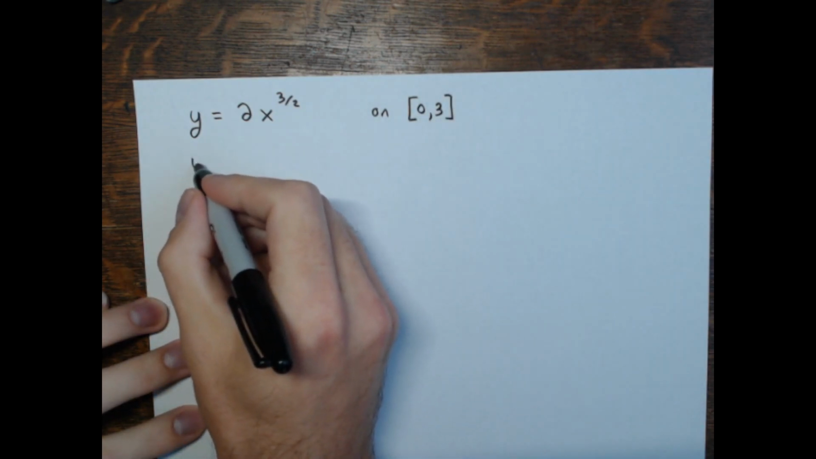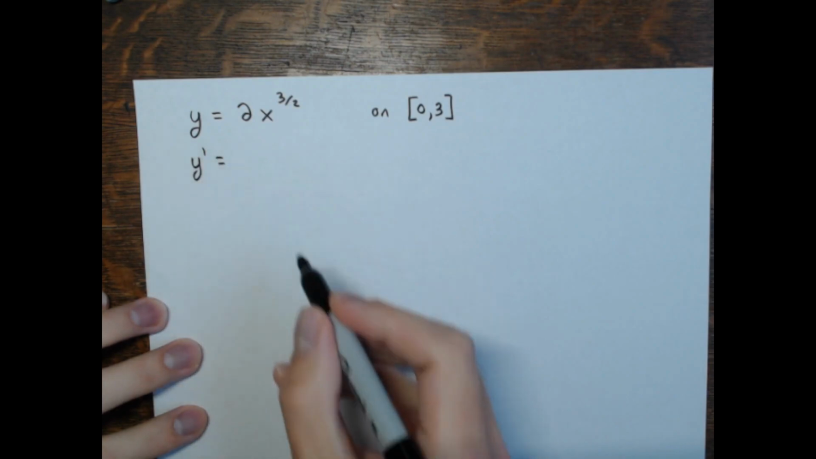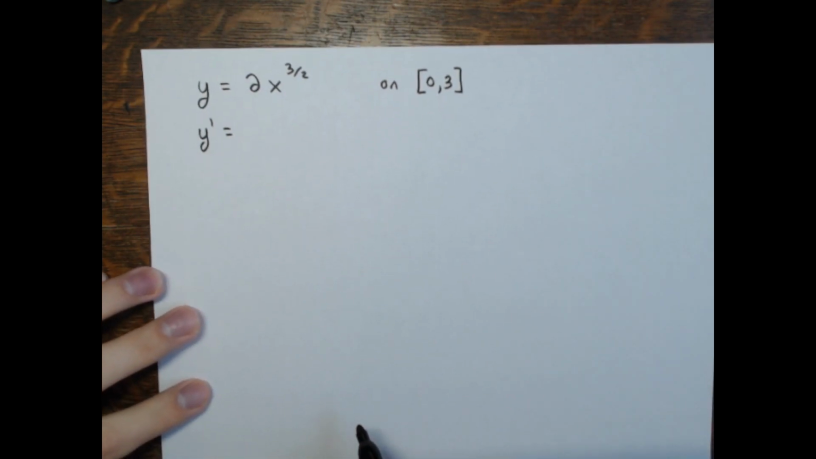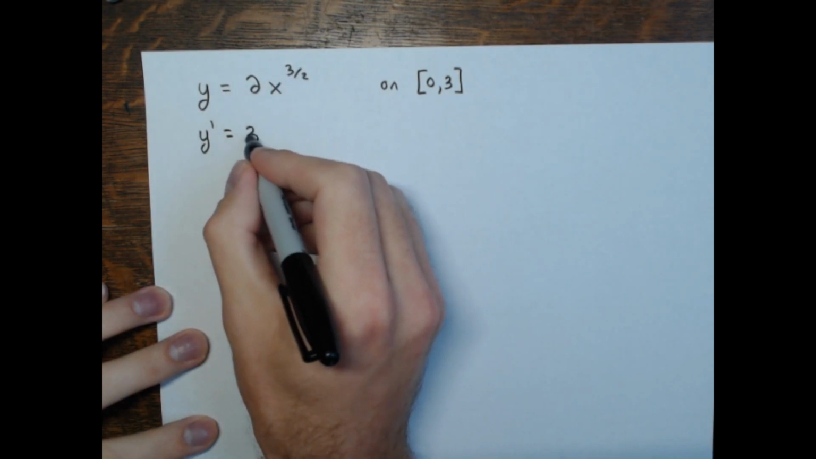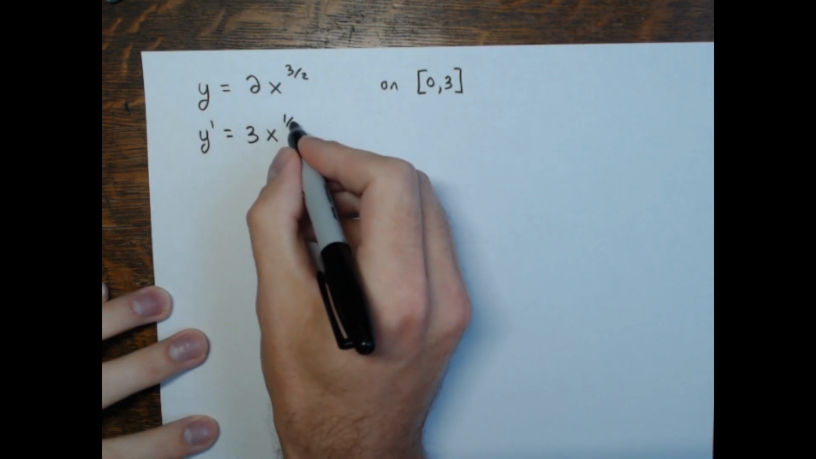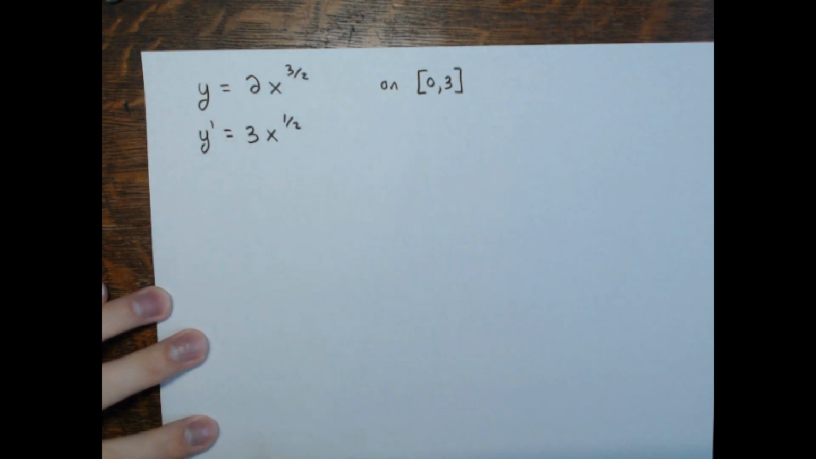So y prime I'm going to need. Remember, the arc length will involve y prime squared. Power rule here, this would be 3 times x to the half. You multiply by the power and subtract 1 from the power.